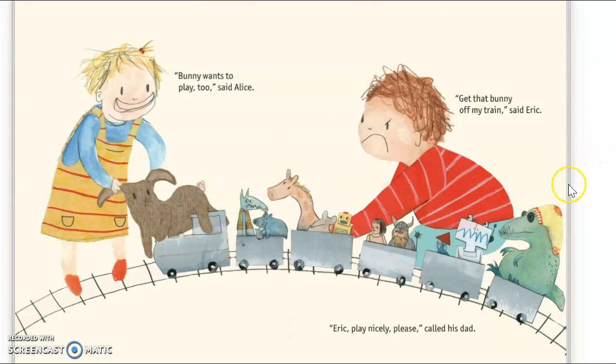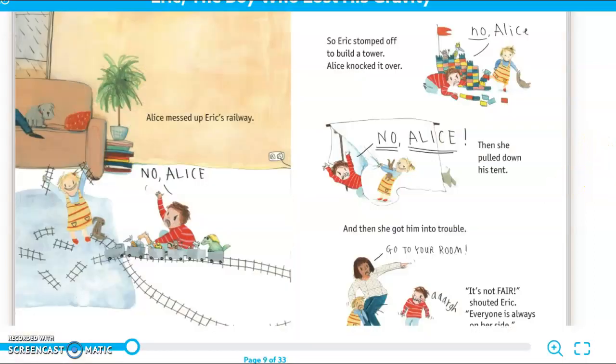We even have a little uh-oh there. Problem maybe. Alice messed up Eric's railway.